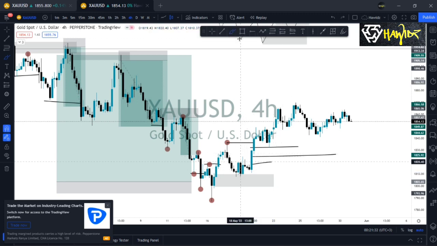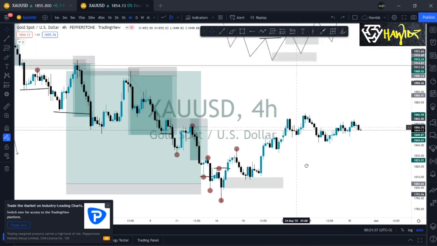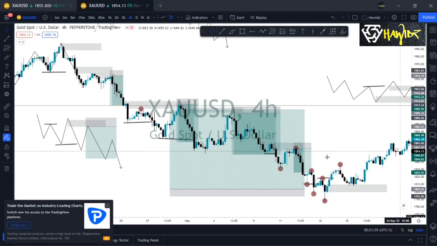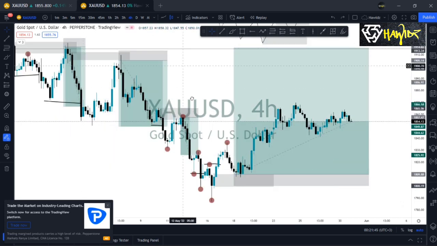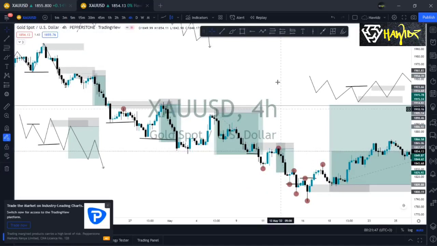And this is exactly what I said at the start of the video, that price can either make a deep pullback or a slight pullback, and we don't know that for sure. It depends on the momentum that price used to break that structural zone.